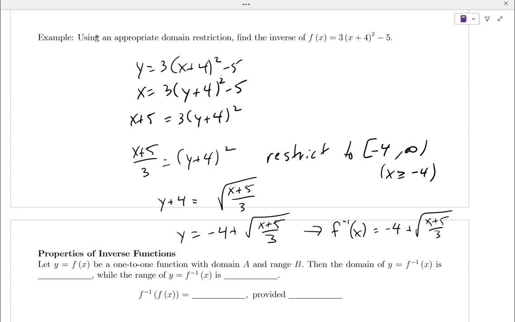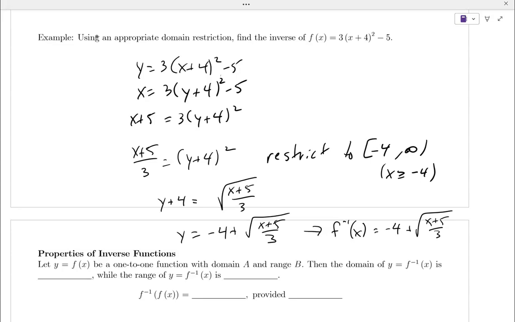If we instead restricted it to negative infinity up to negative 4, instead of using the positive square root, we would have used the negative square root. And again, if you think about what the graph of the function looks like, it's that U shape. So either we're using the right-hand side or the left-hand side, one or the other.